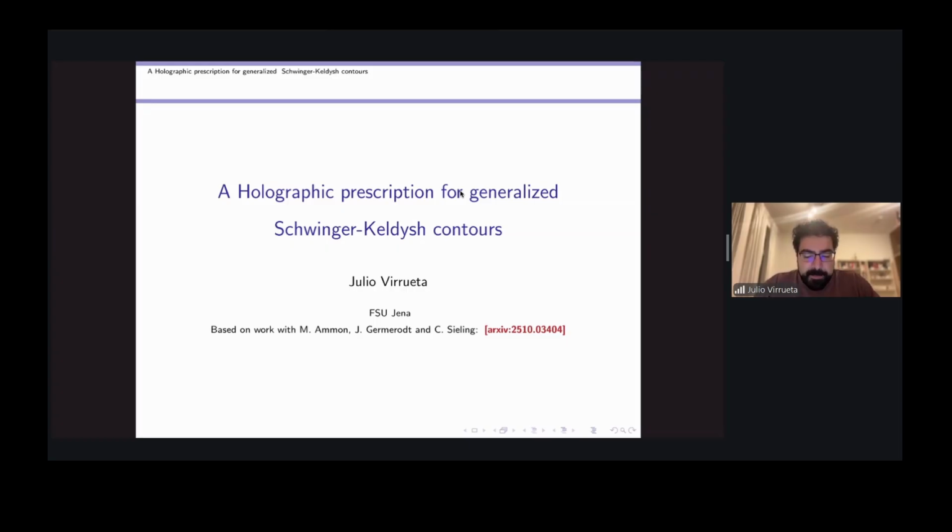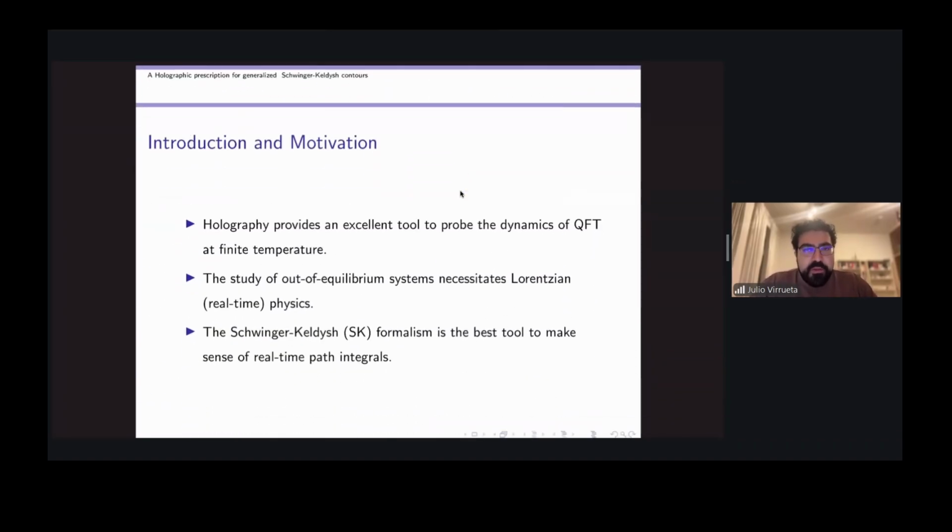So this talk is based on a recent paper I wrote together with collaborators in Jena, Martin Ammon, Jette Germeros, and Christoph Silling. This is the arXiv number. Jette and Christoph are two very promising students in our group, so keep an eye out for them in the future.